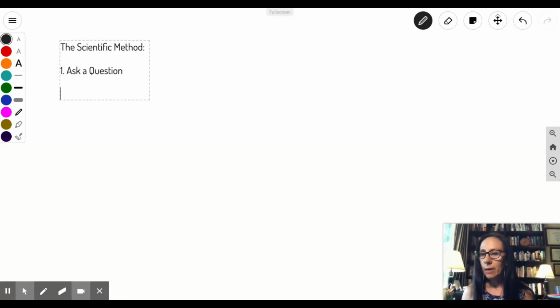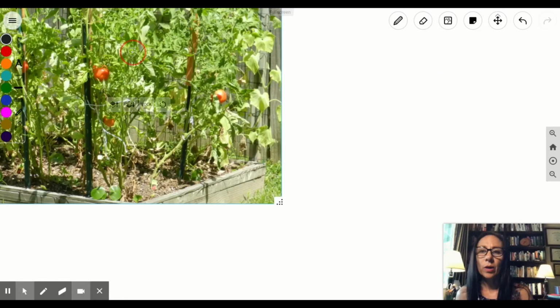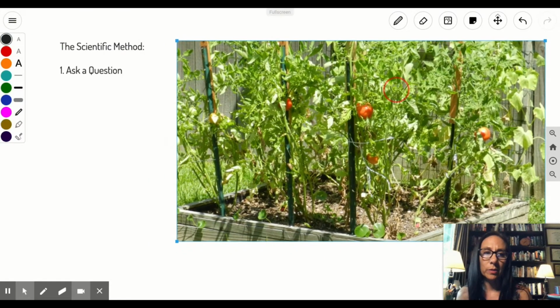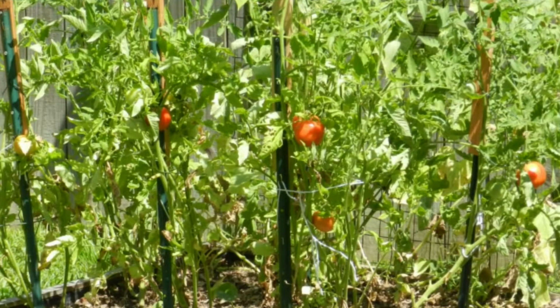Okay. And I am going to use an example throughout this lecture to just illustrate each step. So I have a tomato garden, and I'm going to show you a picture of my tomato garden. Let's say that I was hanging out in the backyard and looking at my tomato garden, and I noticed that one tomato plant made so many more tomatoes than the rest of the tomato plants. So here is the tomato garden. And let's say one plant produced a lot more tomatoes than the rest of the plants.